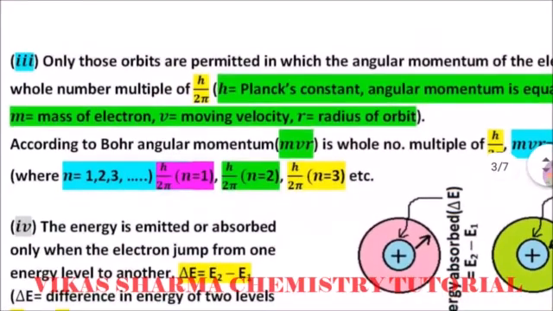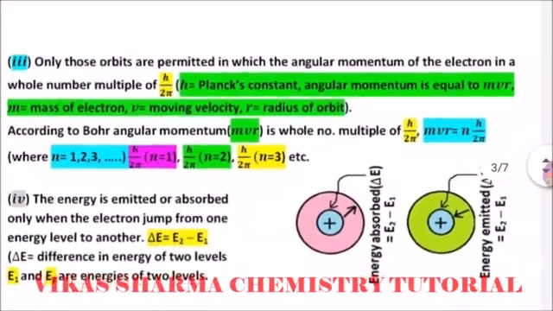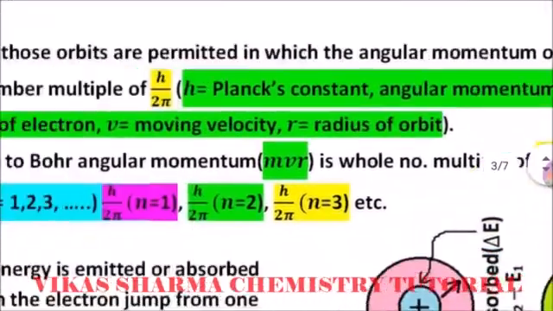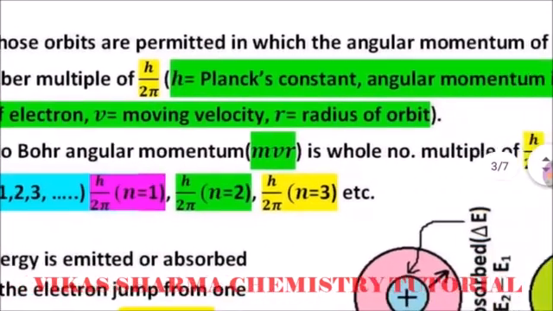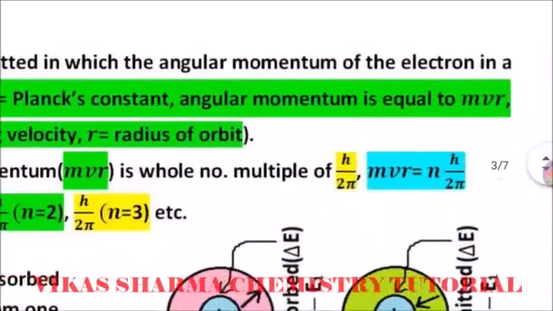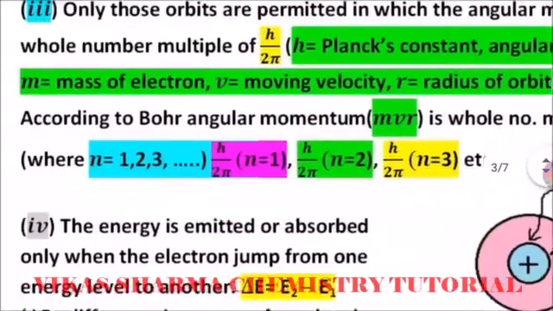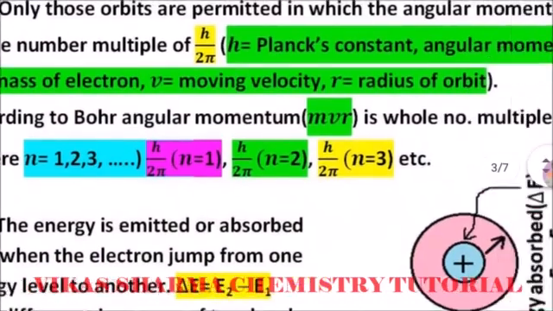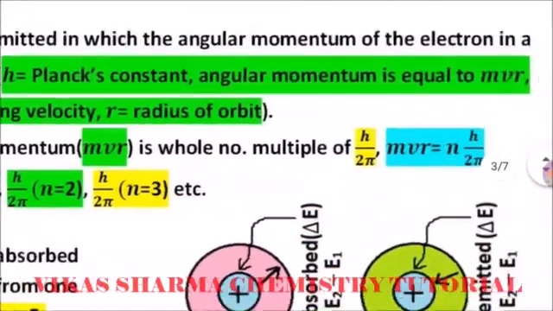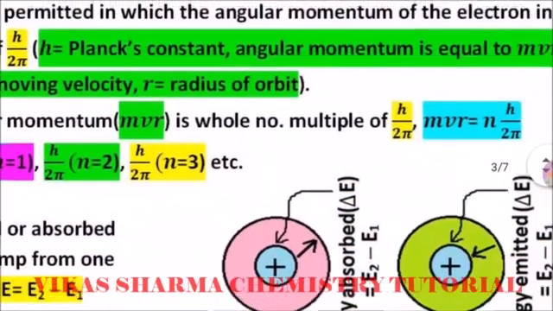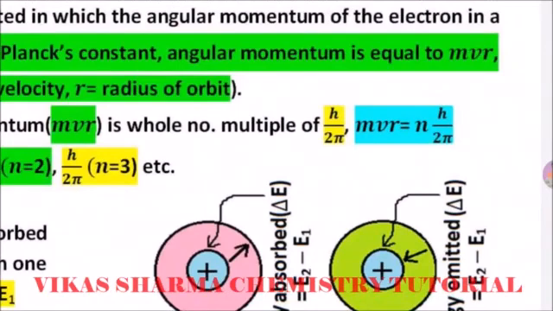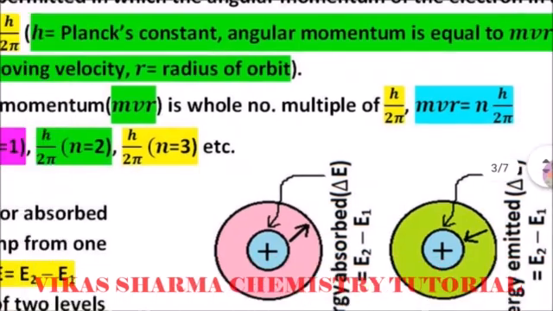The third point: according to Bohr's model of atom, only those orbits are permitted in which the angular momentum of the electron is a whole number multiple of h divided by 2 pi, where h is the Planck constant. Angular momentum is equal to mvr, where m is the mass of the electron, v is the velocity, and r is the radius of the orbit. So according to Bohr, mvr is a whole number multiple of h upon 2 pi, that is, mvr equals n times h divided by 2 pi.